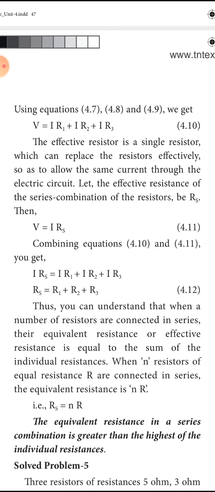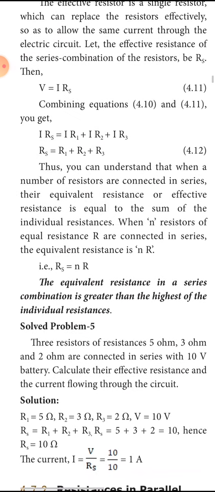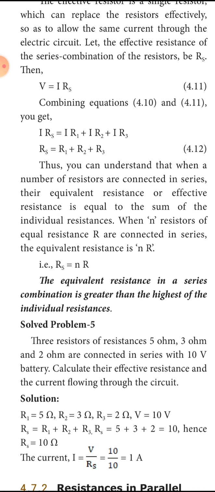The equivalent resistance in series combination is greater than the highest of the individual resistances. For example, consider the problem given there. If the resistances are 5 ohms, 3 ohms and 2 ohms, RS is equal to R1 plus R2 plus R3, which is 10 ohms. Hence the effective resistance, the addition of all 3, is greater. Of the 3 resistances, which one is greater? 5 is the greatest. So the effective resistance is greater than the greatest individual resistance.